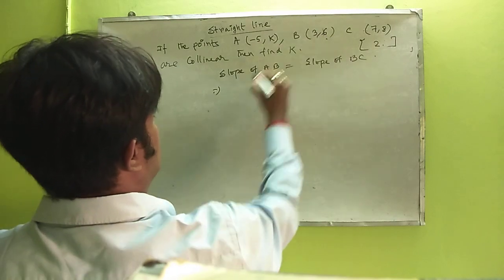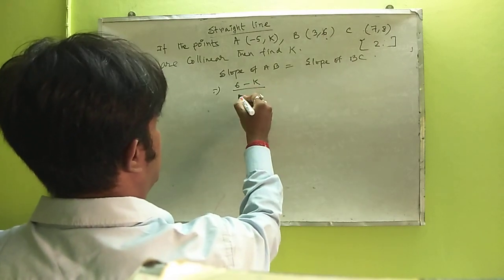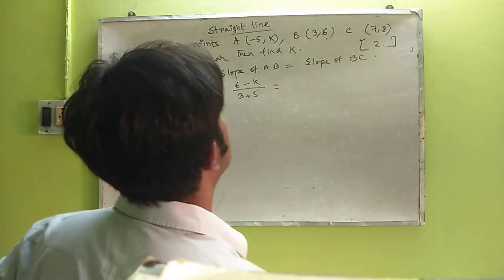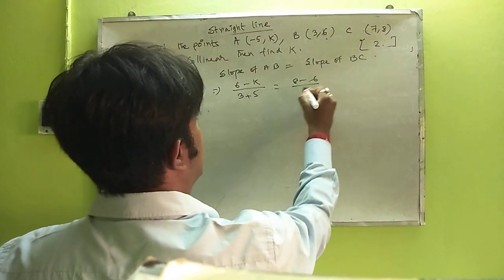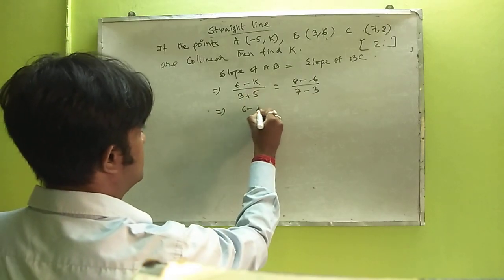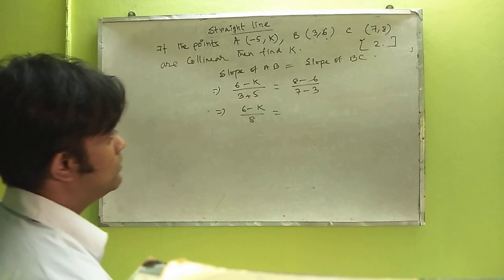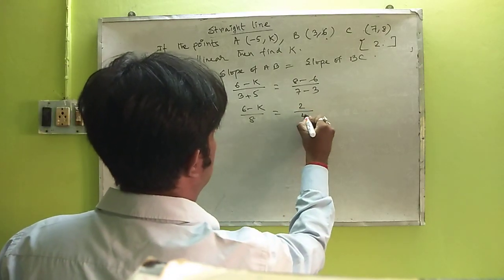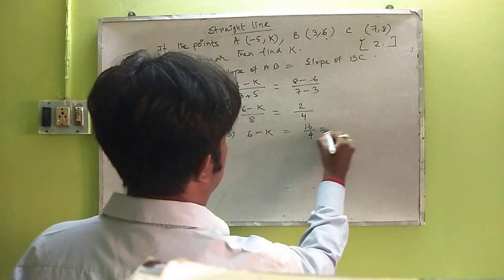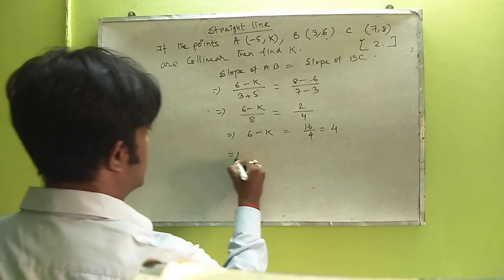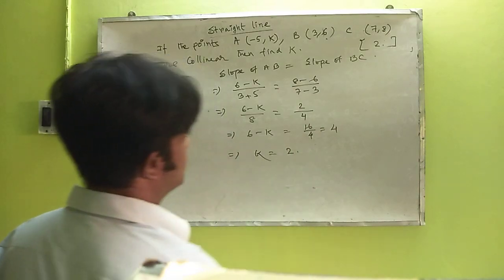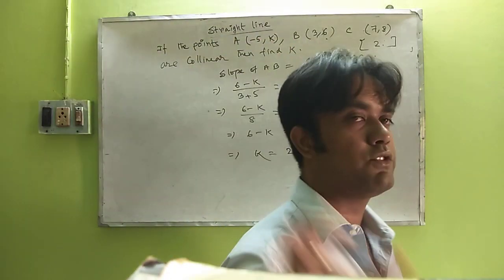This is x2 y2, that is 6 minus k by 3 minus 5, and this will be 8 minus 6 by 7 minus 3. So 6 minus k by 8 is equal to 2 by 4, that is 6 minus k is equal to 16 by 4. So k is equal to 6 minus 4, that is 2. So this is also important for short question.